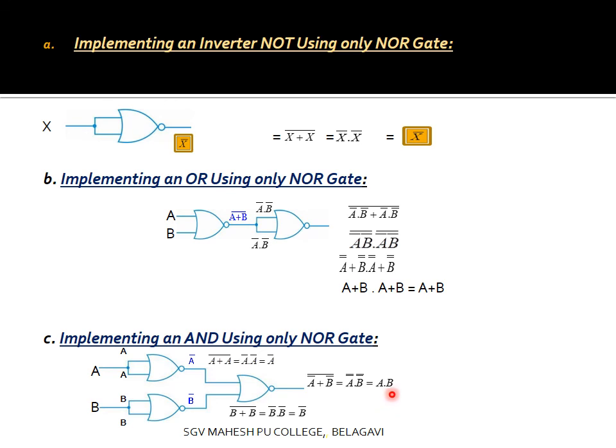And this A dot B is nothing but an AND gate for inputs A and B. Now, what we have done in this circuit is we have realized an AND gate using NOR gates.